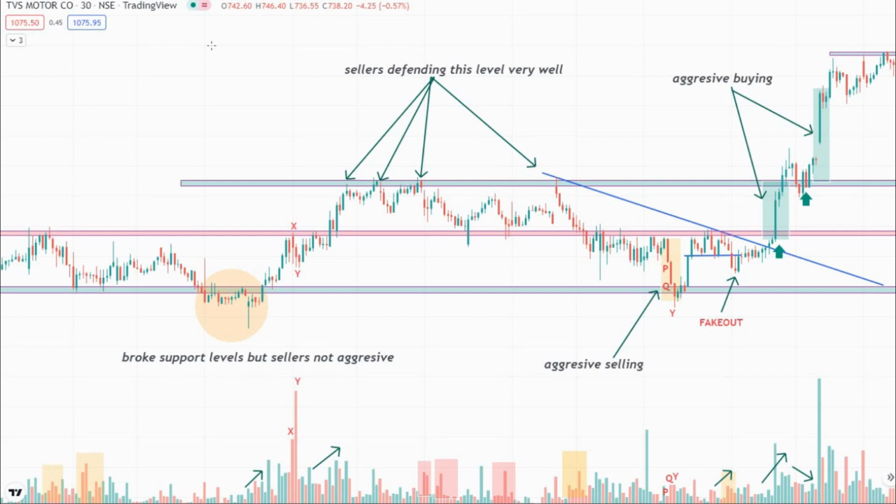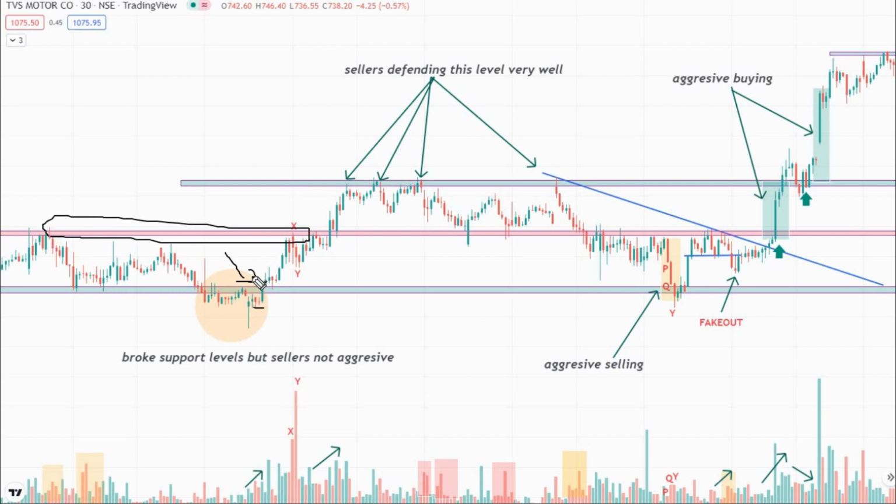So our first trading opportunity could have been around here. Why? Because this was a bear trap. After breaking the support levels, prices are not continuing the downward momentum, and there is a price and volume divergence that is happening here. We could have entered buy with stop loss here, and our first target should have been around these levels.